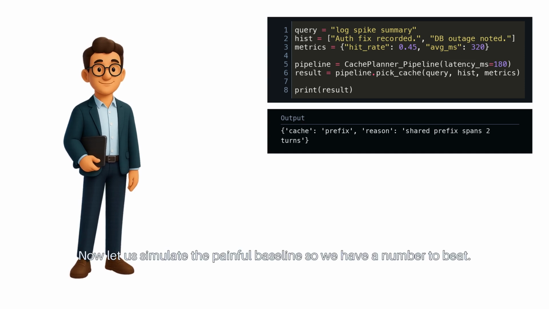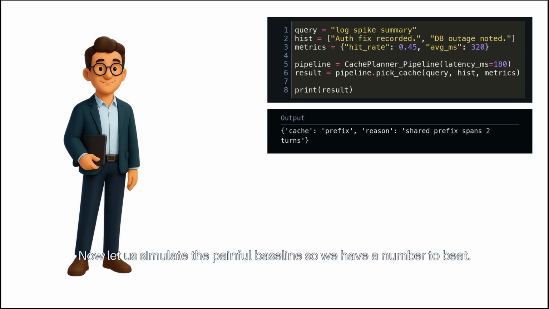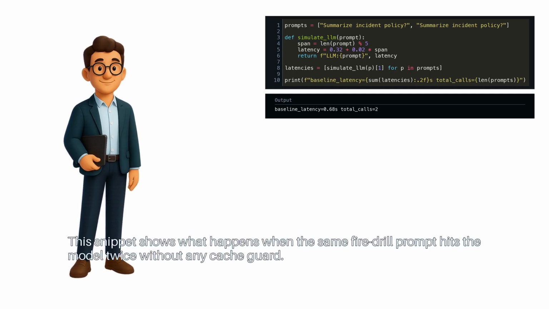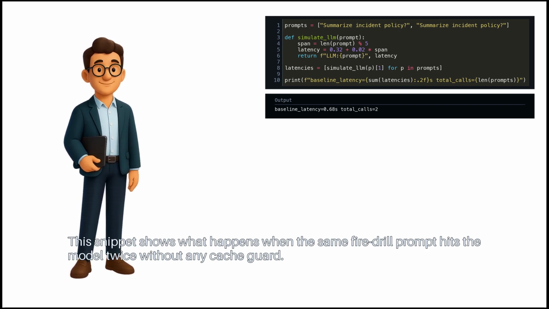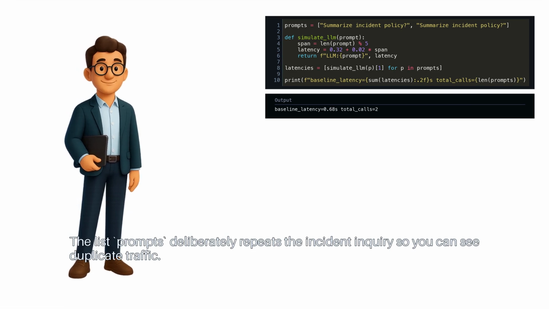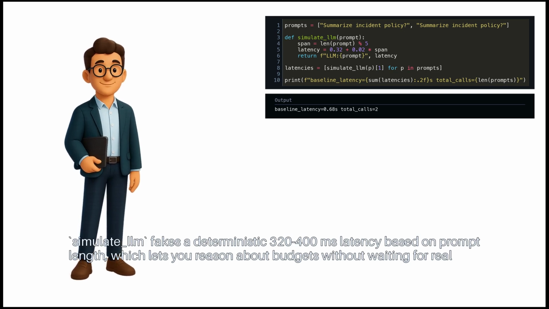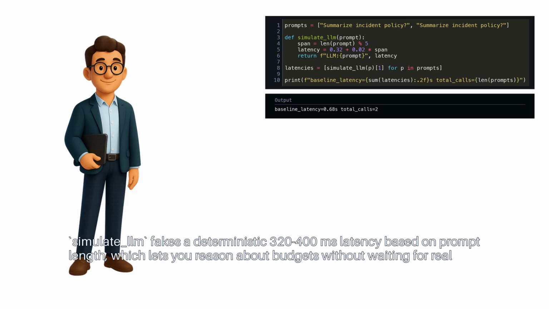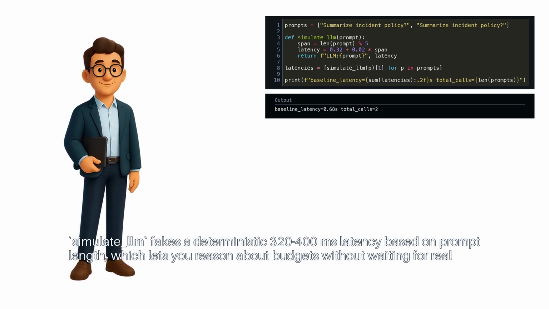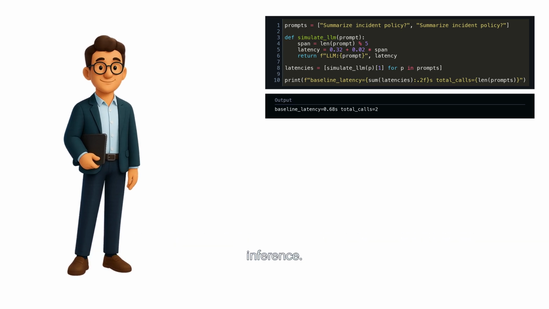Now let us simulate the painful baseline so we have a number to beat. This snippet shows what happens when the same fire drill prompt hits the model twice without any cache guard. The prompts list deliberately repeats the incident inquiry so you can see duplicate traffic. Simulate LLM fakes a deterministic 320 to 400 millisecond latency based on prompt length, which lets you reason about budgets without waiting for real inference.